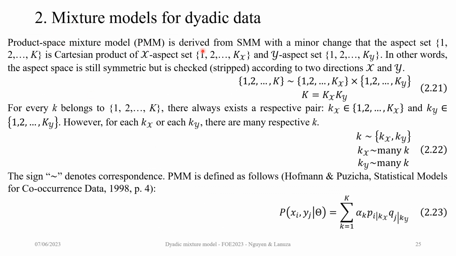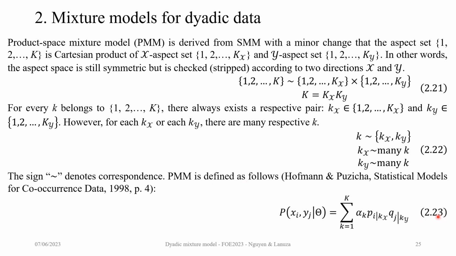Cross-based mixture model PMM is derived from SMM with a minor change that the abstract set 1, 2 up to K is the Cartesian product of S abstract set 1, 2 up to Ks and Y abstract set 1, 2 up to Ky. In other words, the abstract space is still symmetric, but cases are stripped according to two directions, x and y, according to equation 2.21. This means that for every case belonging to 1 to K, there always exists a repetitive pair Ks and Ky. However, for each Ks or each Ky, there are many repetitive cases according to equation 2.22. The sign denotes the correspondence.